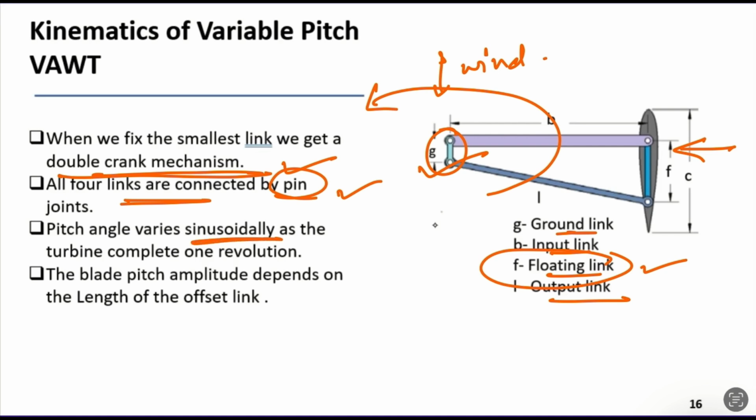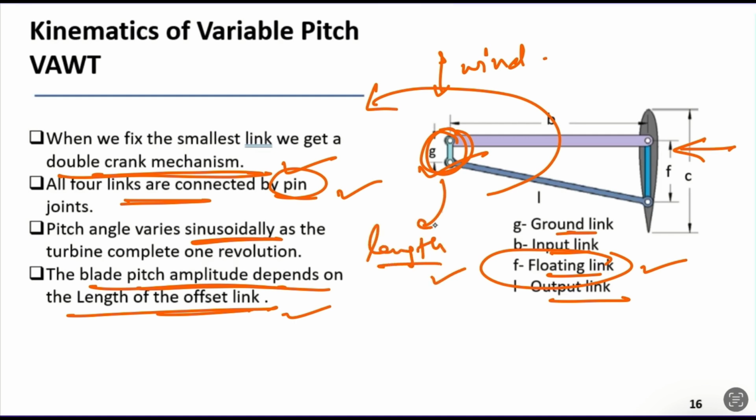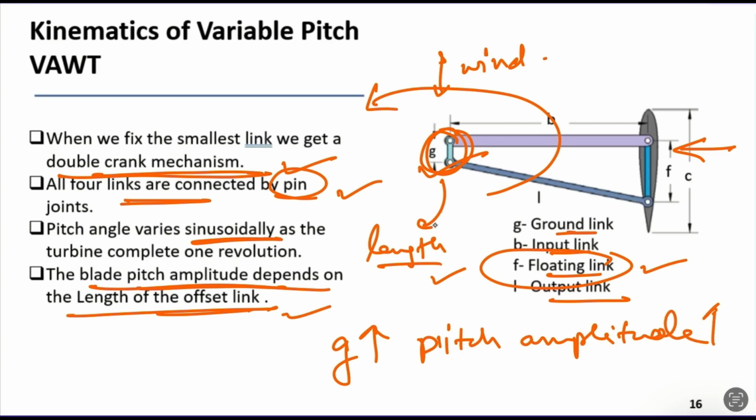The pitch angle varies sinusoidally, which can be derived by mathematical equations, though I won't go that deep into it. The blade pitch amplitude depends on the length of the offset link. This is a very important result. However, again, it involves mathematics. But what's crucial to note is that the blade pitch amplitude depends on the length of the offset link. If you increase the offset link length, the blade pitch amplitude will also increase. And if you decrease the offset link length, the blade pitch amplitude also decreases.